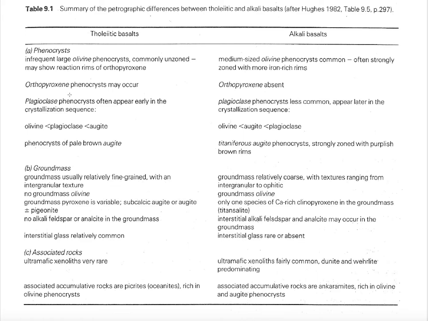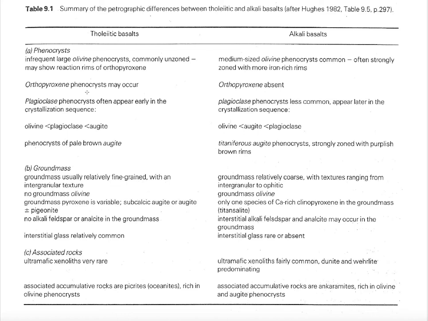So then in the tholeiitic magma, orthopyroxene phenocrysts may occur. In the alkali basalts, orthopyroxenes are absent. So why is this? Because the tholeiitic basalts are formed at higher temperatures. So plagioclase phenocrysts often appear early in the crystallization sequence, because the calcium-rich plagioclase is also formed at high temperature.